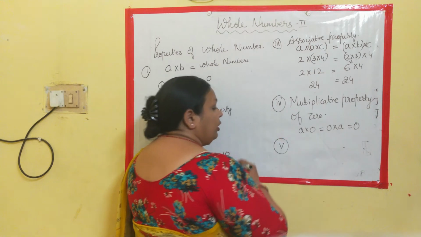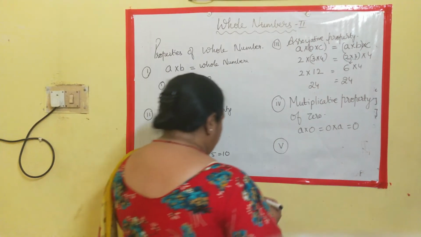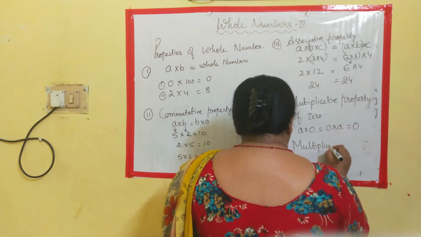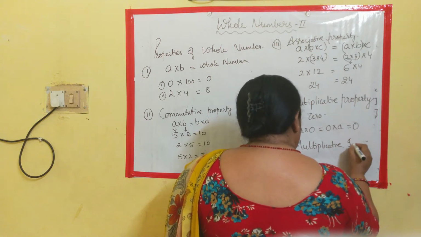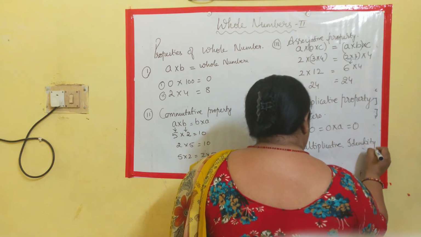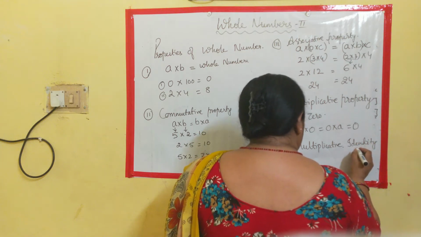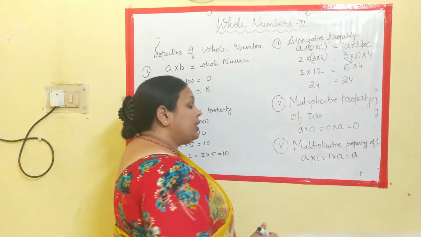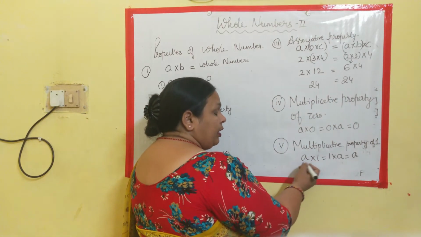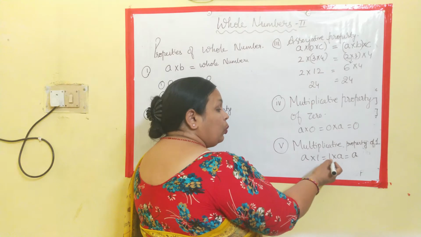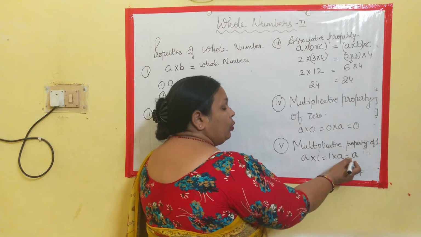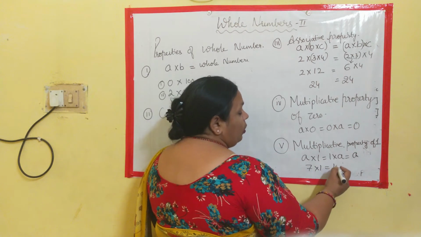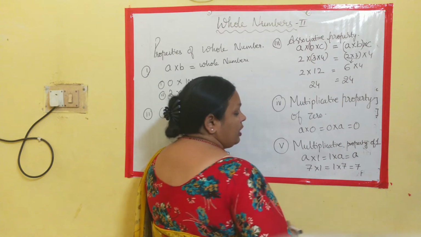Now the fifth property which we are going to discuss is the multiplicative identity. This is the multiplicative property of 1, which says when a whole number is multiplied by 1, or 1 is multiplied by a whole number, you are going to get the same whole number. For example, 7 into 1 or 1 into 7, you get 7 as the answer.